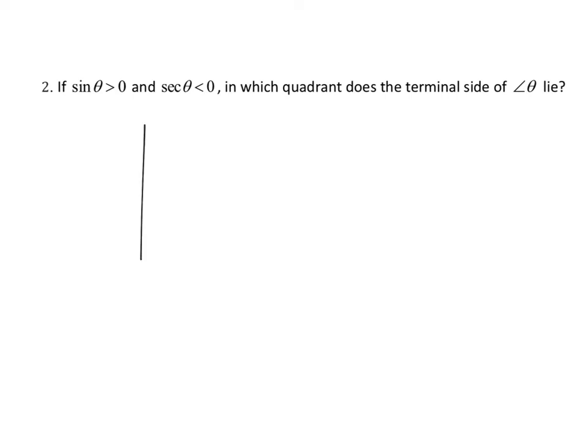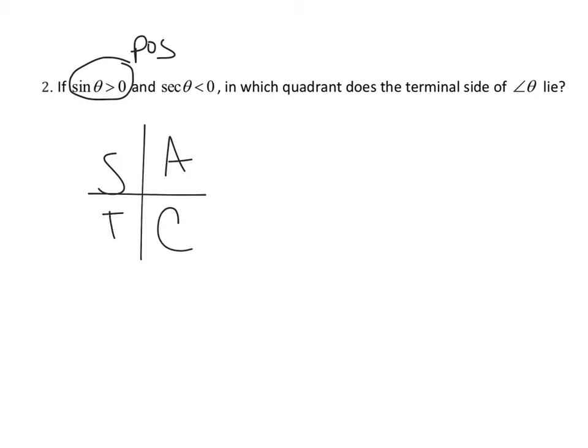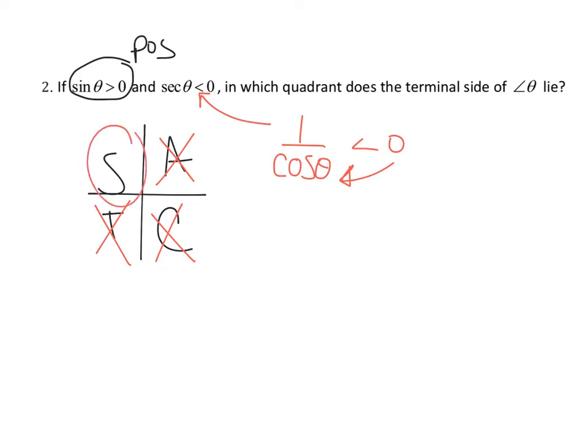The next question says, if sine is greater than 0 and secant is less than 0, in which quadrant does theta lie? So first off, they're telling me sine is greater than 0, so that means sine is positive. If you guys remember, All Students Take Classes will tell you who's positive. So if sine's positive, I cannot be here or here, because that's where tangent and cosine are positive. They tell you that secant is less than 0, which means that 1 over cosine is less than 0. This tells me that this guy here must be negative. So that means that cosine must be negative, so I cannot be in quadrant 1, because that's where everyone is positive. That's what the All stands for. So I must be in quadrant 2.